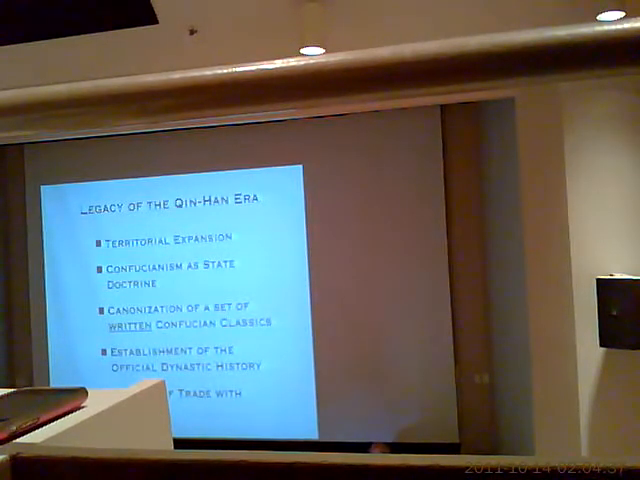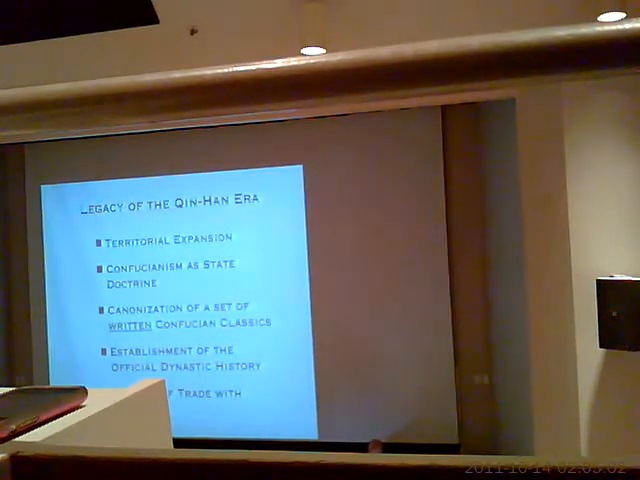The establishment of Confucianism as a state doctrine takes place in the Han Dynasty and never really went away. Other emperors toyed with different state doctrines. The famous empress who ruled as emperor decided that Taoism was a more friendly doctrine to women and tried to use that for a little while. But Confucianism was the mainstream state doctrine from this point forward, as well as a written set of Confucian classics.